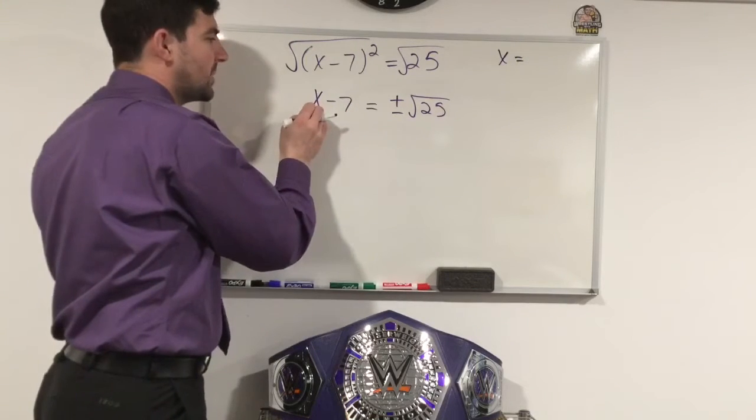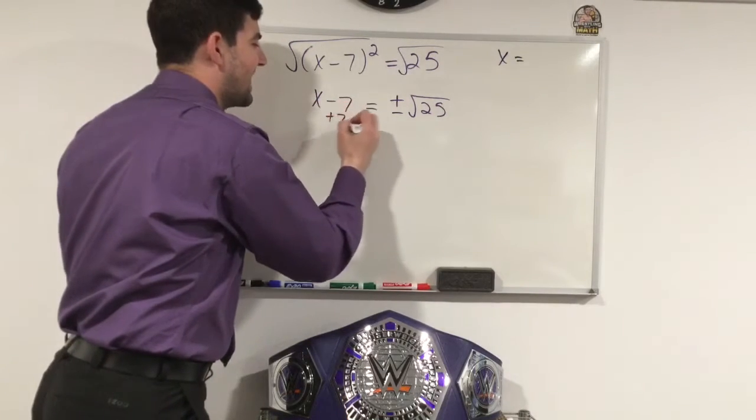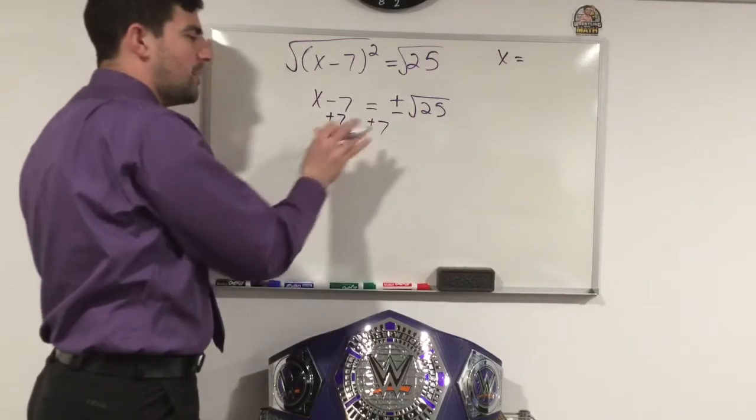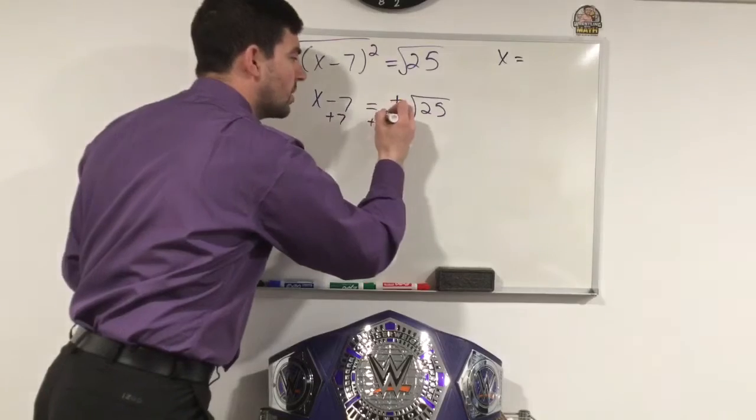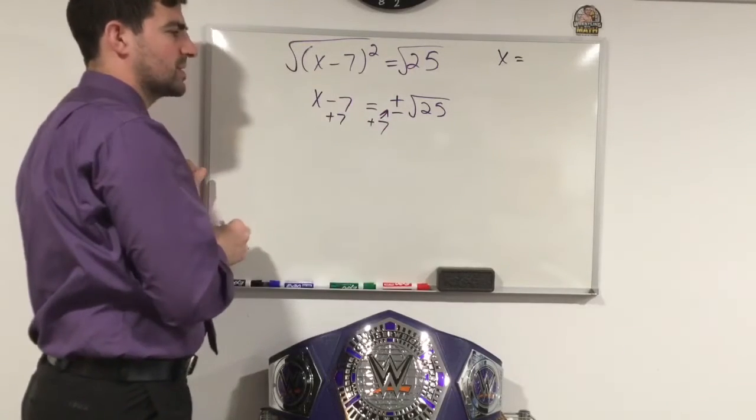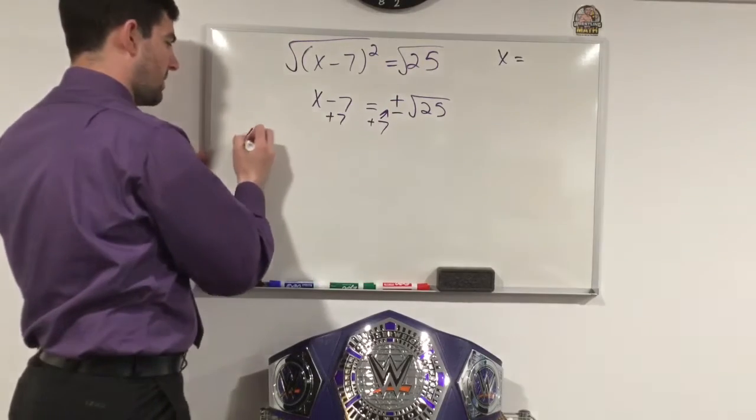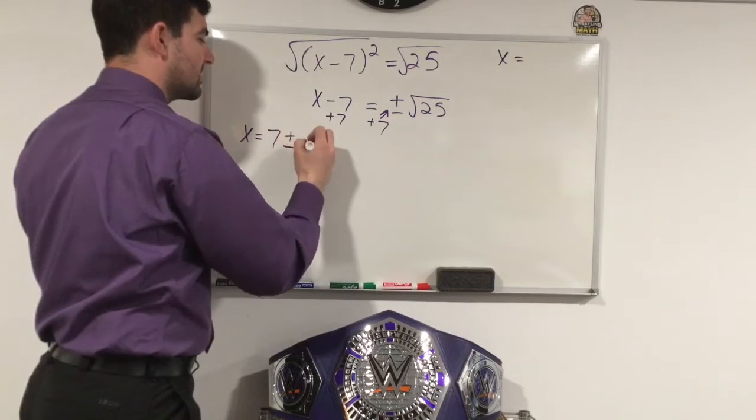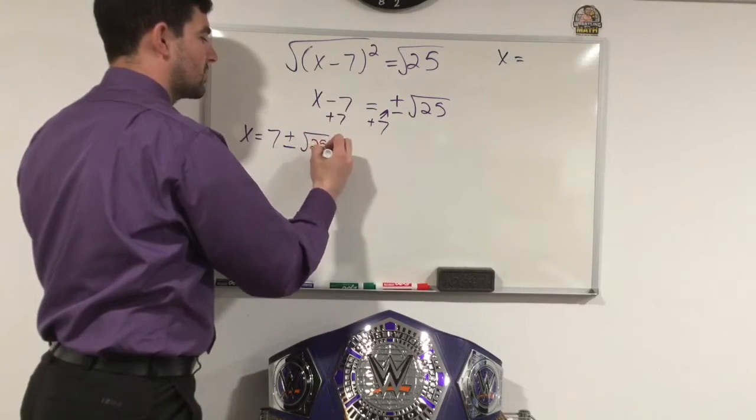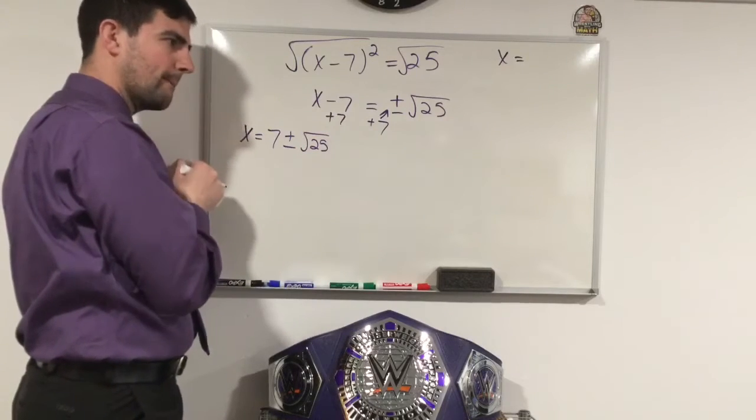Here, I'm trying to get x by itself, so I'm going to add 7 to both sides. And be very careful about where you put this, okay? This always, always, always goes in front of that plus and minus sign. So I'm just going to write it over here. x = 7 ± √25.